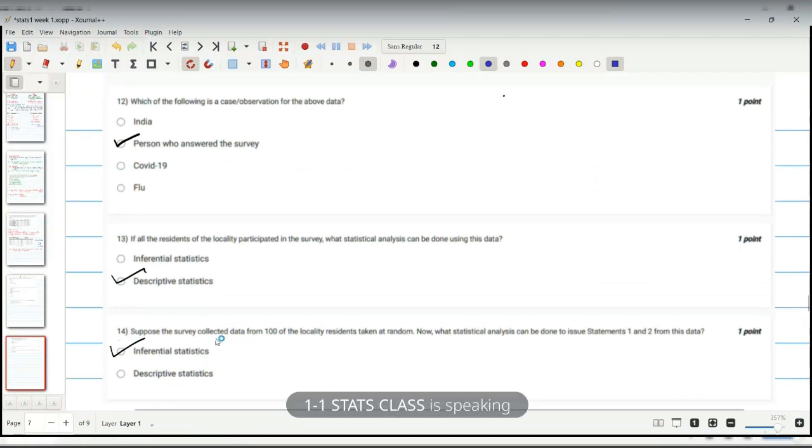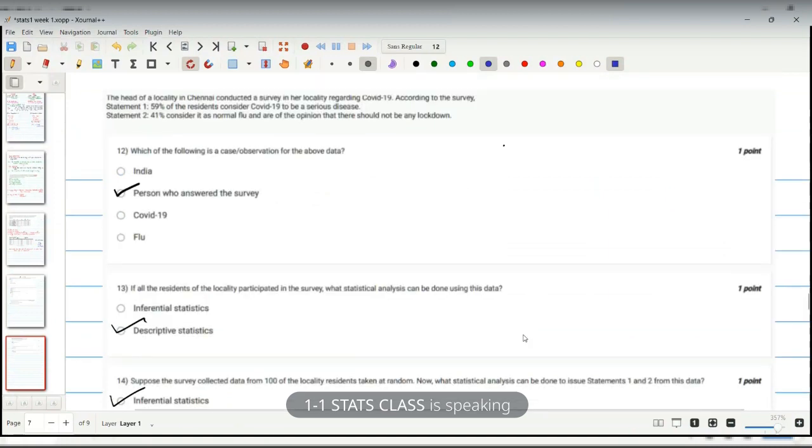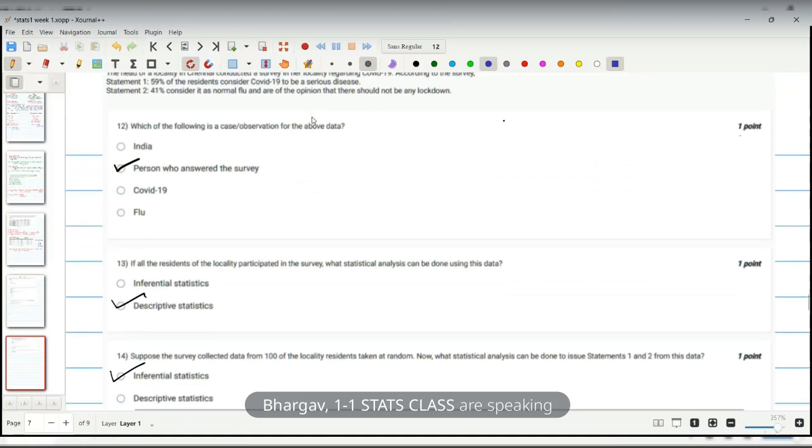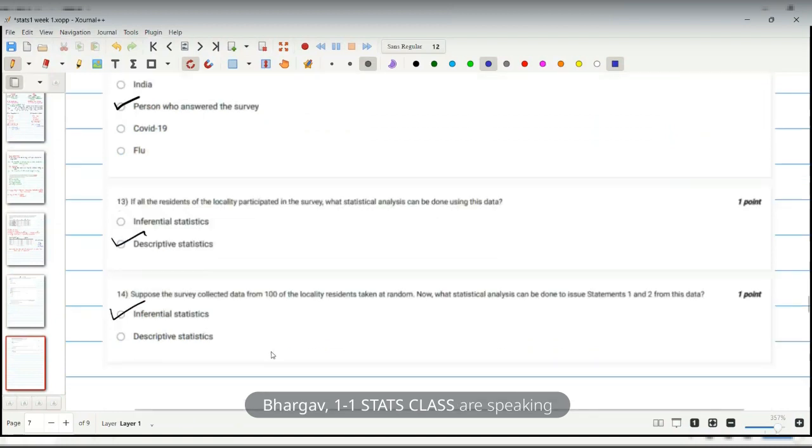So the next question, suppose the survey collected data from 100 of the locality residents taken at random. Now, what statistics can be done to issue statement 1 and statement 2? So statement 1 and 2 are some conclusion, right? 59% of the residents consider COVID-19 to be a serious disease. So these are some conclusion we are getting from a sample of 100 people. So this is inferential statistics. True.